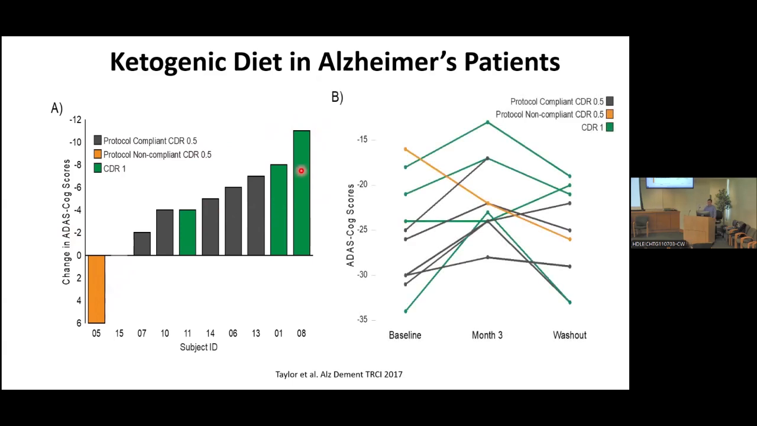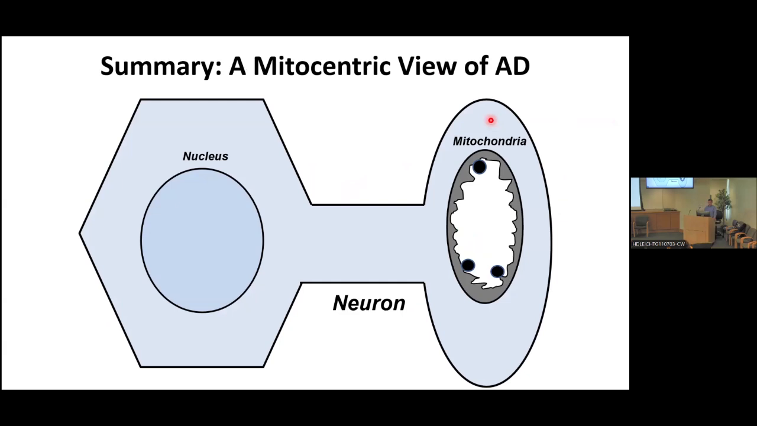And we frequently saw a pattern that looked like this, in which the participant would provide a baseline score, and then after 3 months on the diet, their score would improve, and then after a 1-month washout period, the score would revert back to baseline. And because of this reversion back to baseline, we suspect that this may not simply represent a practice effect. And we're currently engaged in a much larger trial of the ketogenic diet, which by this time next year should be completed.